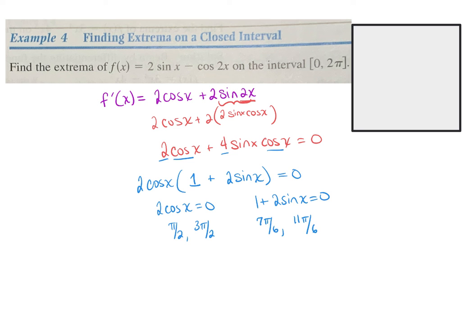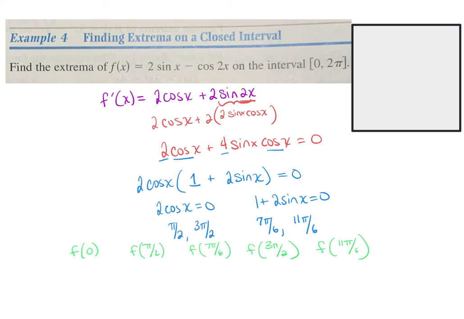Okay? So how many points do I have to test? I have 4 critical numbers. What else do I need to test? They are all in the interval 0 to 2 pi. I also need to test the endpoints, 0 and 2 pi, right? So I really need to know what happens at 0, what happens at pi over 2, what happens at 7 pi over 6, what happens at 3 pi over 2, and what happens at 11 pi over 6.